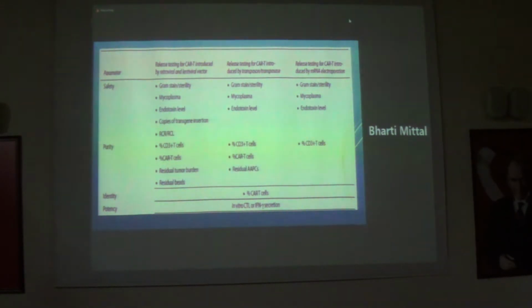From the microbiology point of view, these are sterility testing, gram positive, gram negative, mycoplasma, copies for transgene insertions, and CD3 T cells. All these things can also be done using flow cytometry.